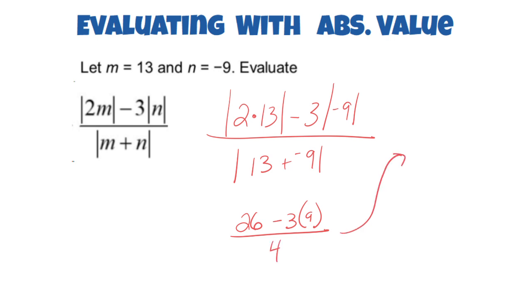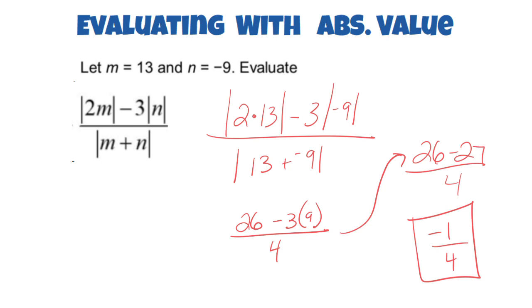Okay, so then what I have is a 26 minus a 27 over 4, which gets me a negative 1 over 4 for an answer.